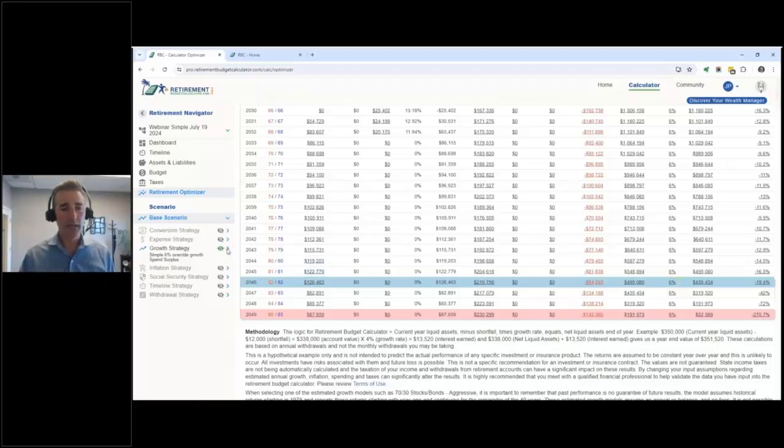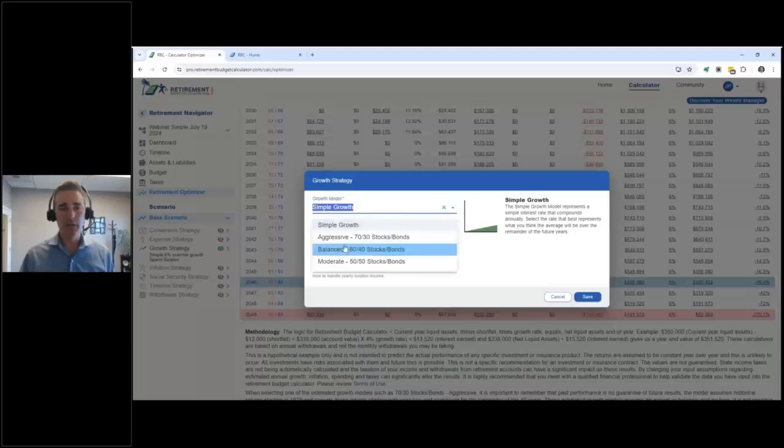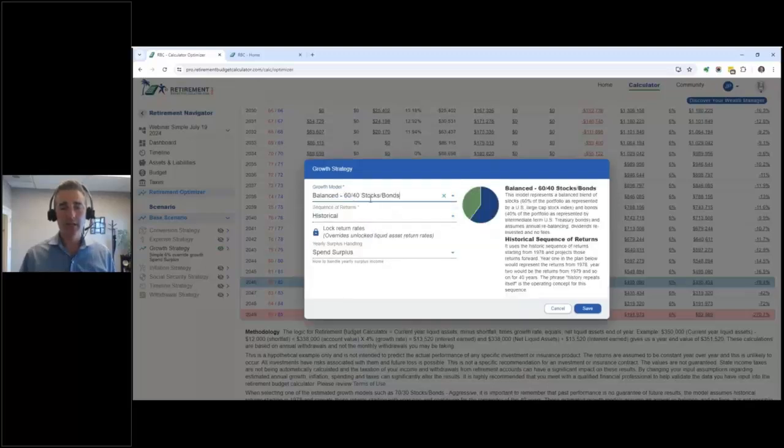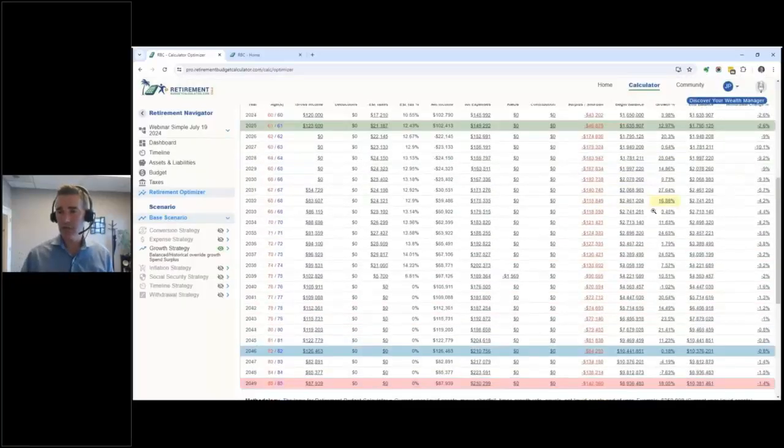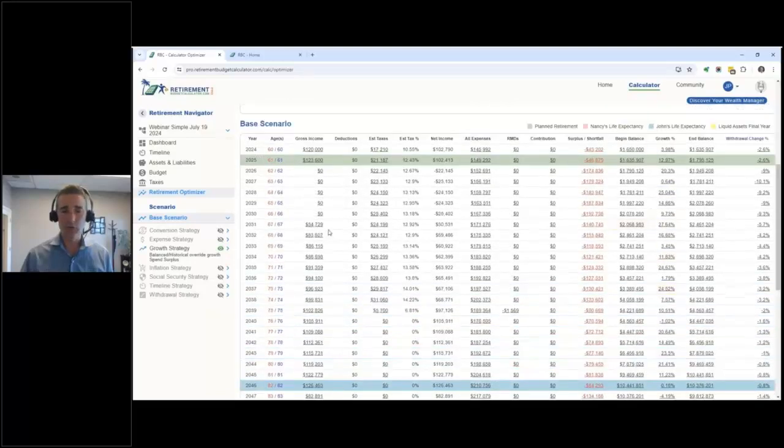Of course, within this, you've got the simple growth rate. Maybe you want to see if you had a 60% stock, 40% bond historical rate of return. And over here, we explain what we're doing and where we're getting this information from. It's basically the S&P 500 and 10-year treasuries going back from 1978, projecting it forward. If we had that type of sequence of return, what kind of situation would we be in? And of course, the numbers look really good.